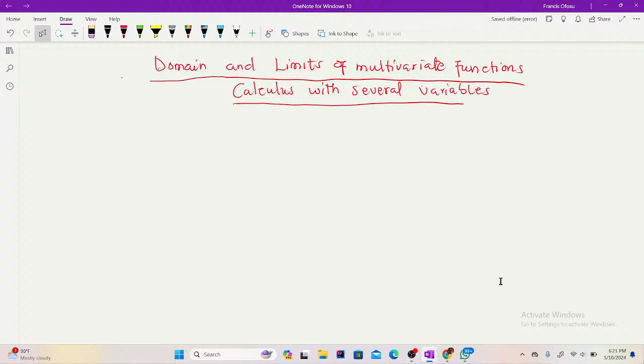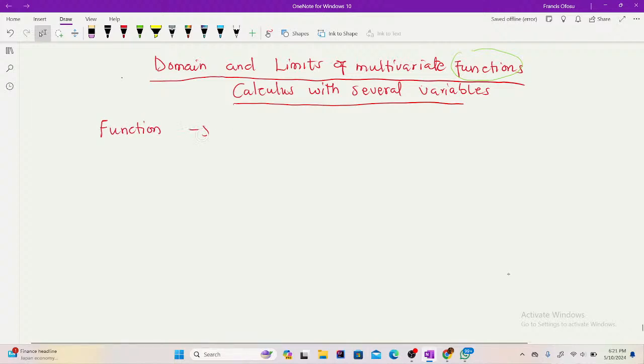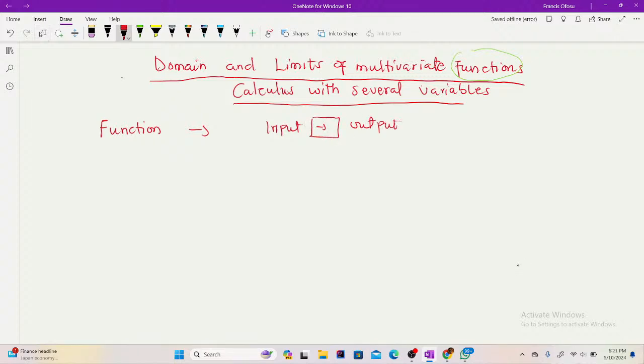Okay, so let's see. What do we mean by multivariable function? In our previous years, we've done calculus with single variable, right? So first of all, I'll take you through the term function once again. What is a function? A function is anything that takes in an input and brings out an output. But within this input and output, there is a big gap, and this gap is where the function takes place.